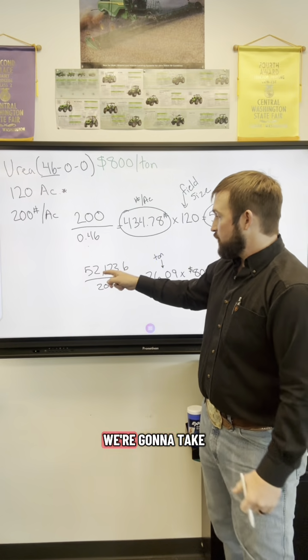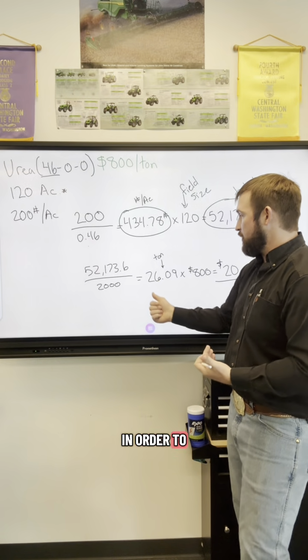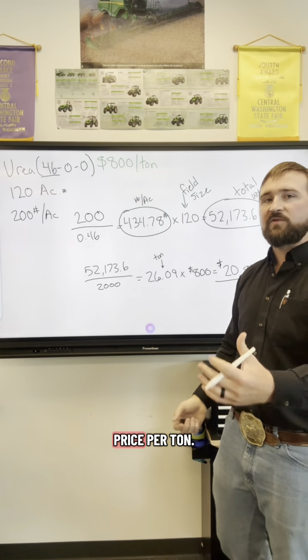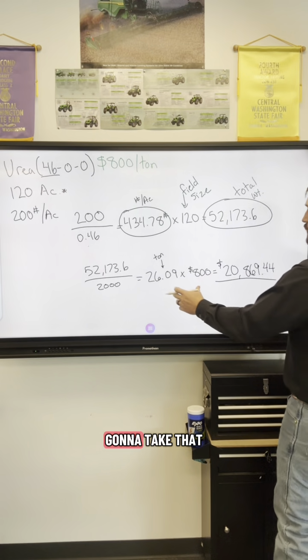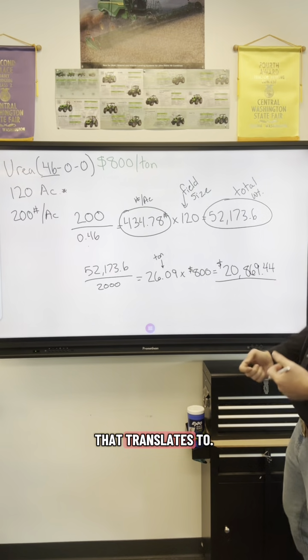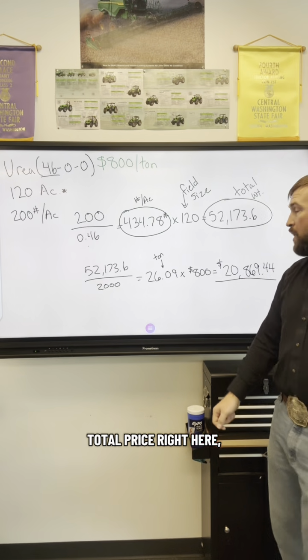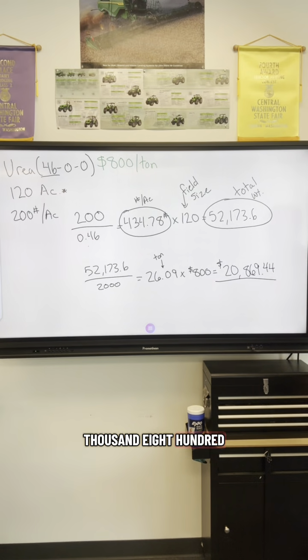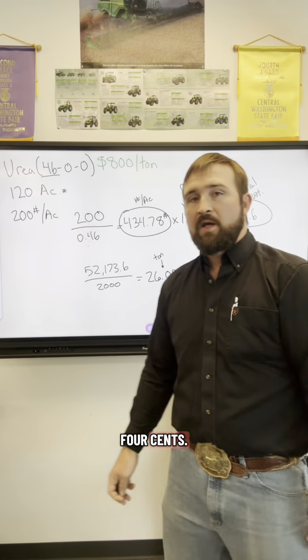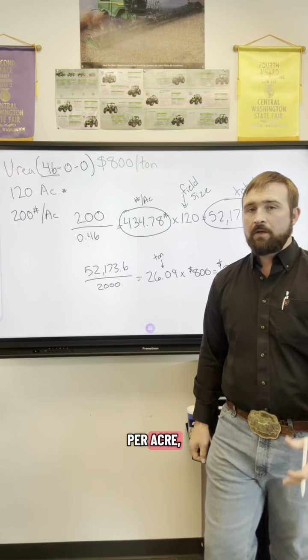Okay, next we're going to take that total weight, that 52,000 pounds, and divide it by 2,000 in order to get our tons. Fertilizer is sold as price per ton. So we're going to take that 26.09 tons, which is what that translates to. We're going to multiply it by our price, and then we're going to get our total price right here at $20,869.44.